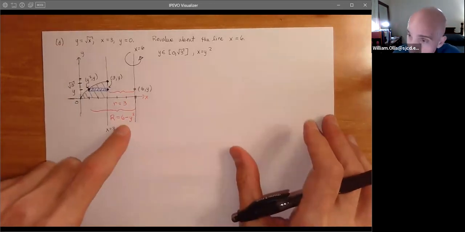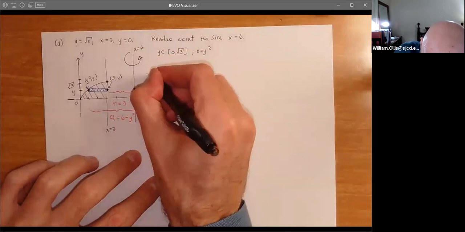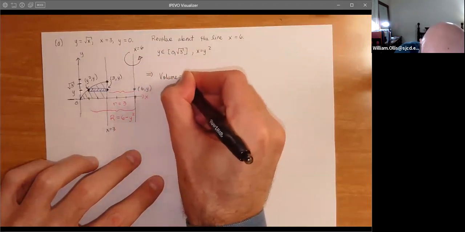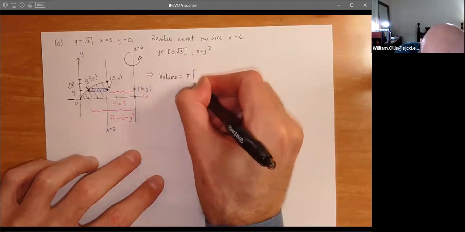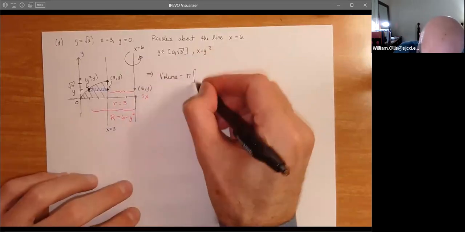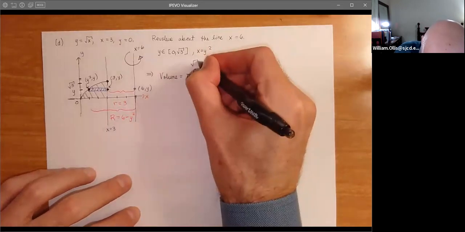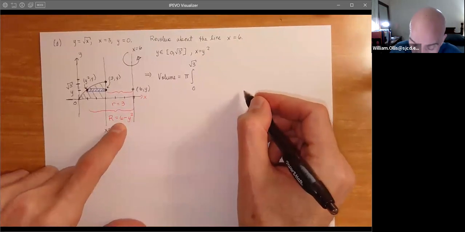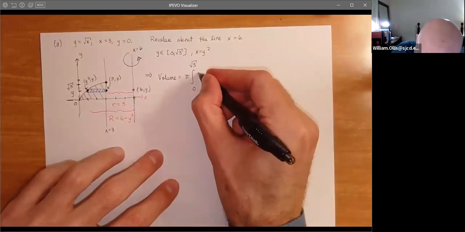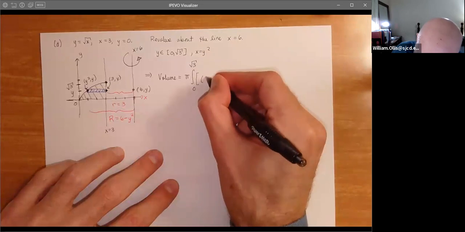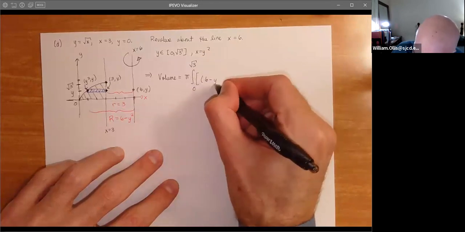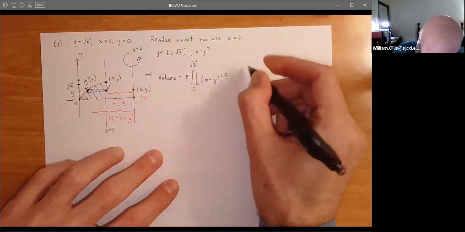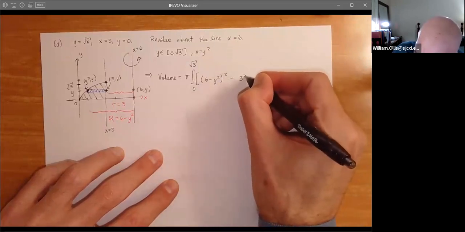So now notice we have the washer method. So this implies that the volume will be pi integrated again from 0 to root 3. And now we have the upper r squared minus the lower r squared. So I'll do a bracket here. So this will be 6 minus y squared, quantity squared, minus 3 squared.